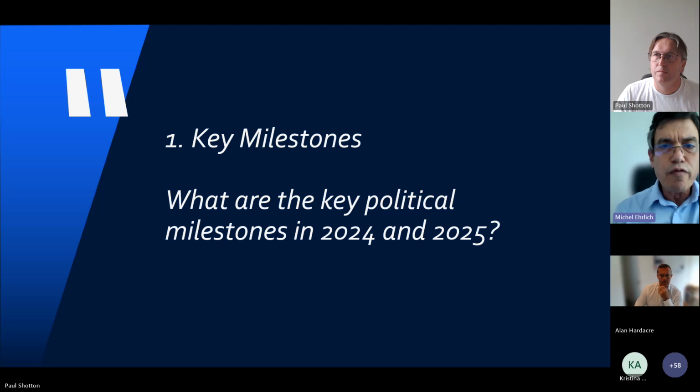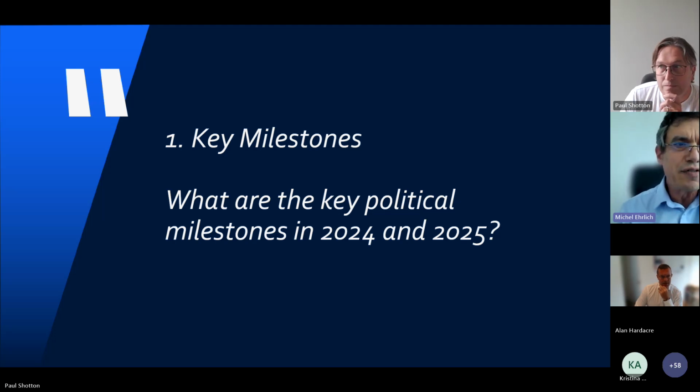So, Paul, over to you. Could you start by explaining the EU's legislative timeline over the coming months? What are the key things that all public affairs professionals need to know?